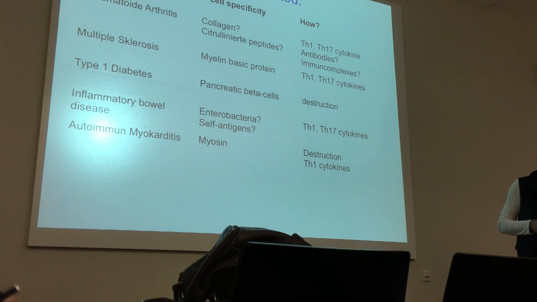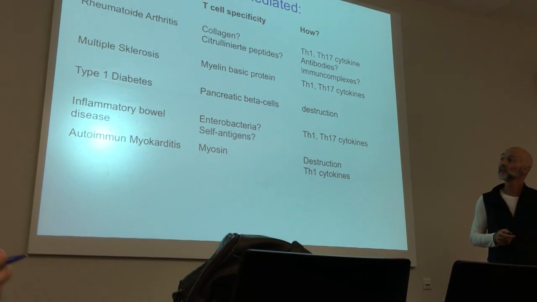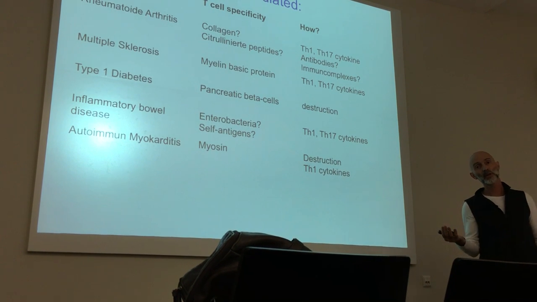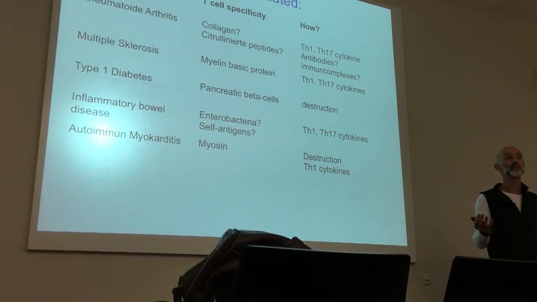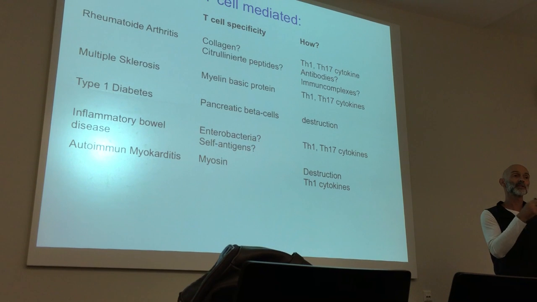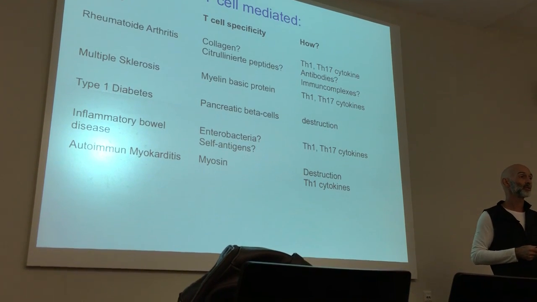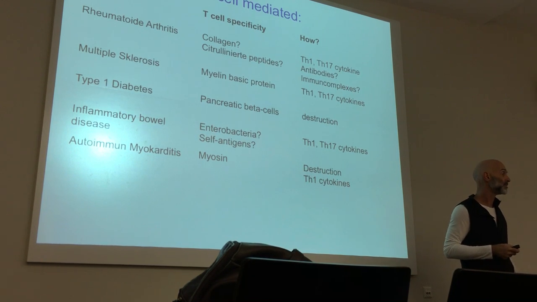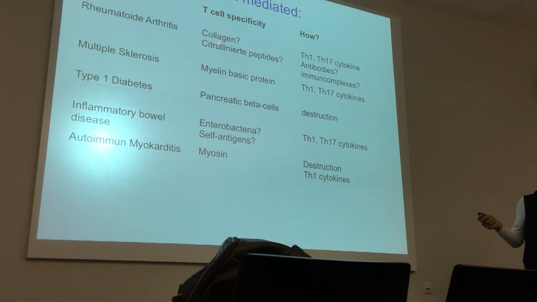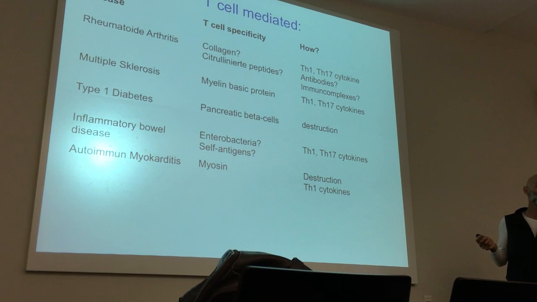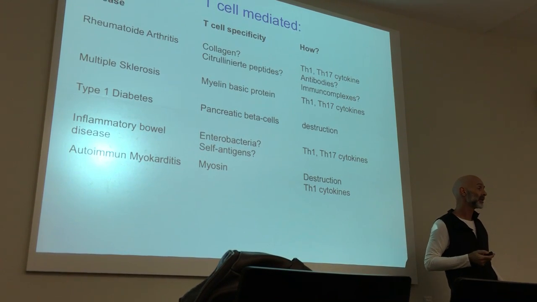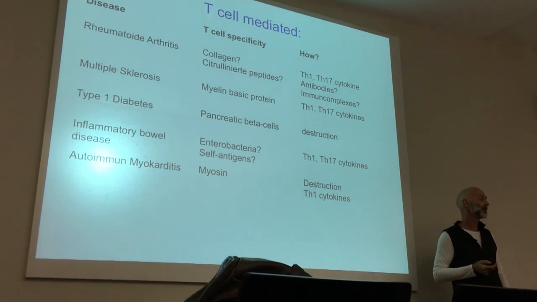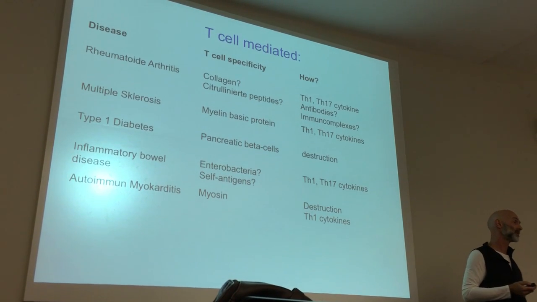Now, what diseases do we think are T-cell mediated? If we think about autoimmune diseases, rheumatoid arthritis is always postulated to be a T-cell triggered autoimmune disease, although at the same time we also see the production of autoantibodies, like for example rheumatoid factor or anti-CCP antibodies. The specificity of the T-cells is directed against collagen, collagen type 2, or citrullinated peptides. Multiple sclerosis would be another example. Here you have a specificity against the myelin basic protein.